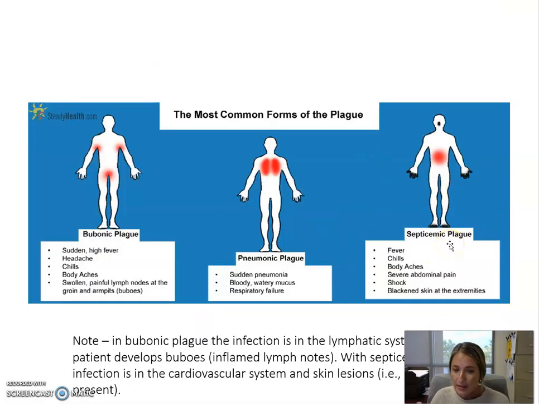With septicemic plague, the infection is in the cardiovascular system. It can either start out in the cardiovascular system or it can spread from the lymphatic system and then get into the cardiovascular system. But nonetheless, you'll experience the same nonspecific signs and symptoms: fever, headache, chills. But what you're also going to experience are skin lesions known as purpura.